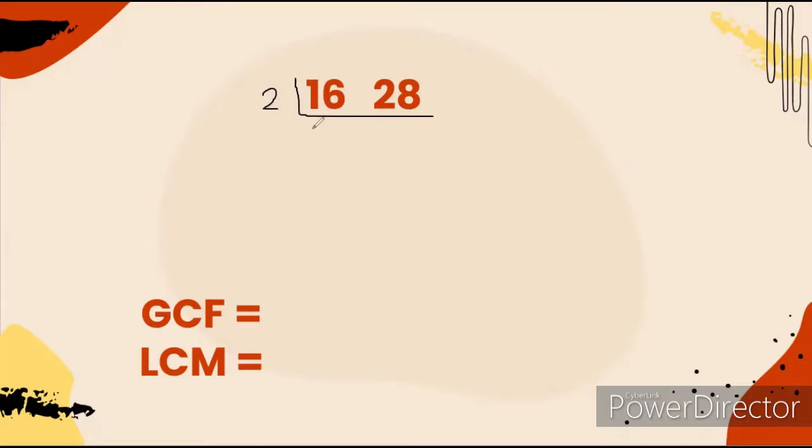16 divided by 2 is 8. And 28 divided by 2 is 14. Okay, we will just continue the process until none of these numbers have common factors anymore. So let us use 2 again. Since they are even numbers, 8 divided by 2, that's 4. 14 divided by 2, that's 7.